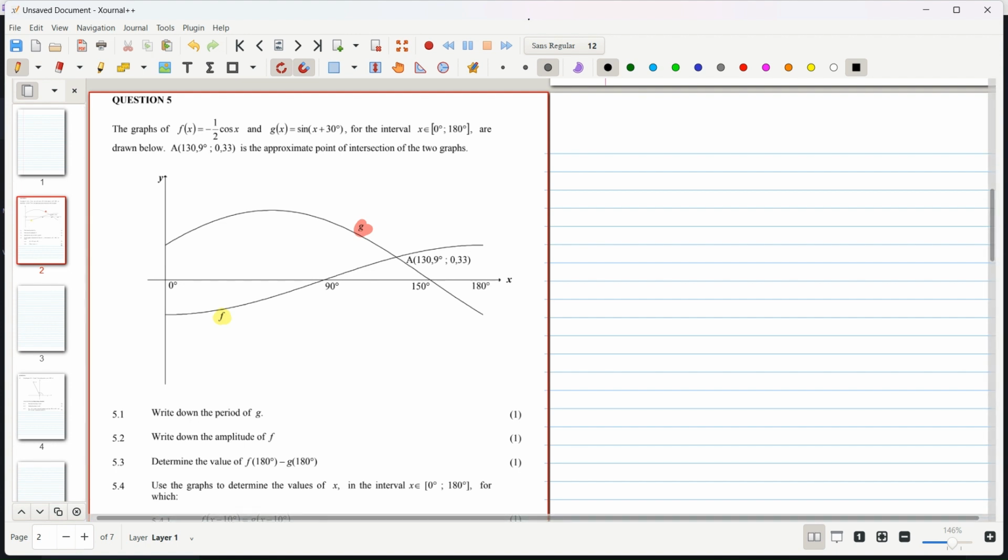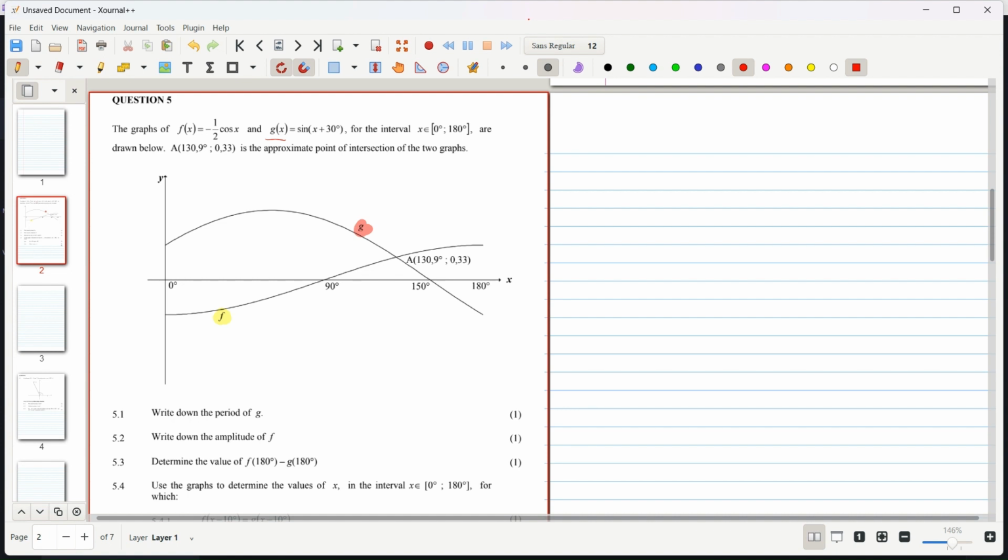Okay, so we are told in 5.1 that we need to write down the period of g. We are given f of x equals negative 1 over 2 cos x, and g of x equals sine of x plus 30, and we're given the interval here. So we can quickly write the period of g. The period of g, we can quickly see here, is 360.